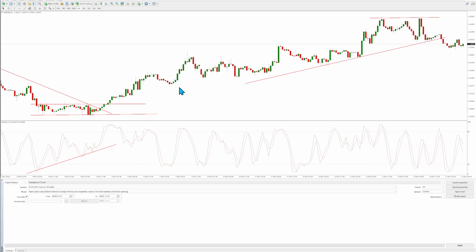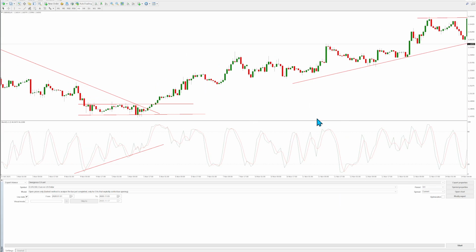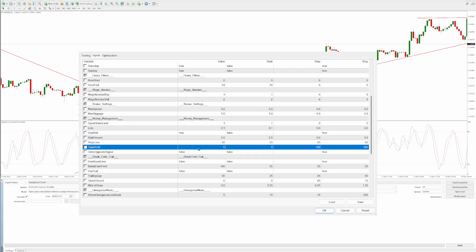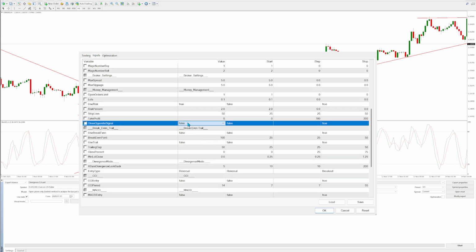So yeah, just to emphasize that fixed stop loss and take profit levels are not always ideal, but they can be sort of helpful if you're not around to place the trade. So that's the money management. Close opposite signal, you can set to true or false. If set to true, if there's a buy signal and you have an open sell trade, the sell trade will be closed, and vice versa.